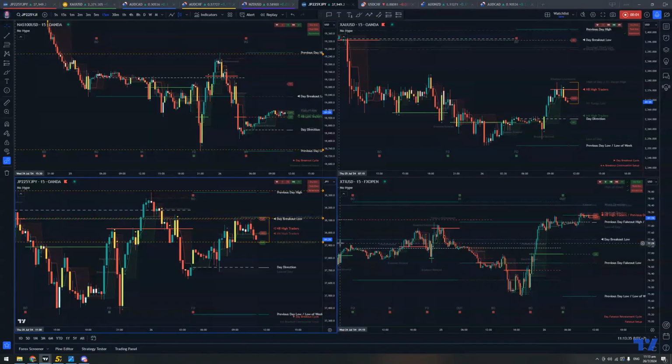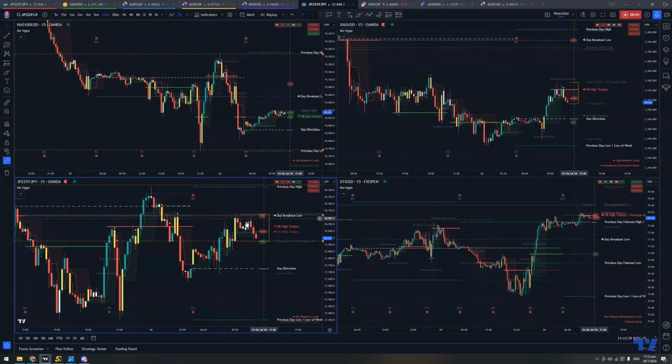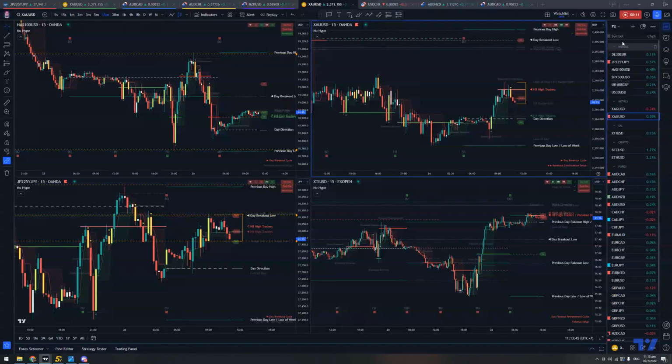Okay, Asia session. Done with my Asia session. Took a couple trades. For Asia session, I primarily focus on the Nikkei, gold, and then I look at all the Asian pairs.